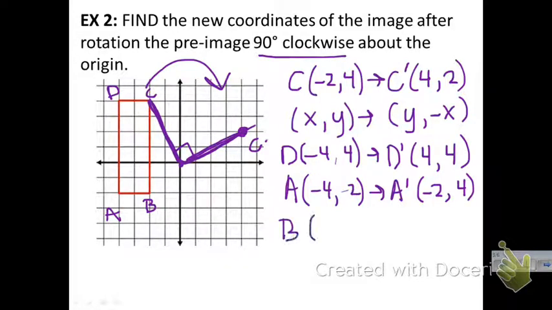And then last we have B, which is back 2, down 2. And it will become B prime. We switch places, so the negative 2 comes first. The x value, negative 2, goes last, and we change the sign to get positive 2. And then all we need to do is graph those points. So I have C prime already graphed. D is over 4, up 4.